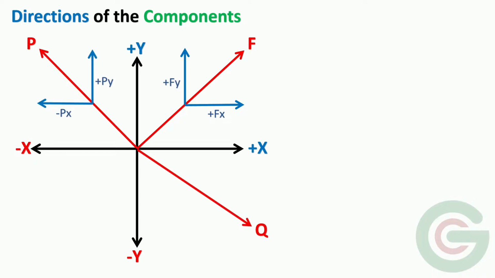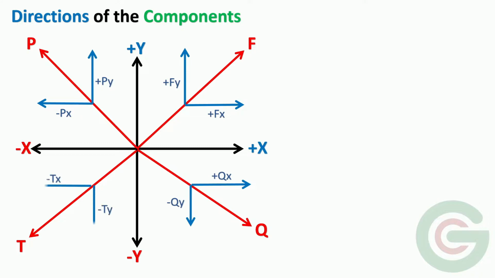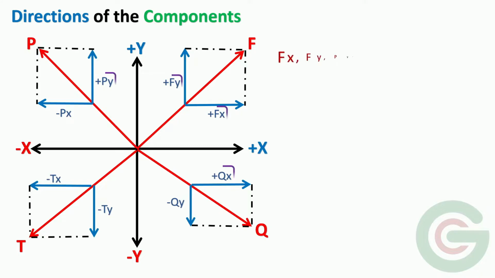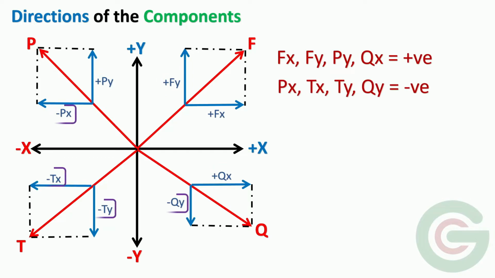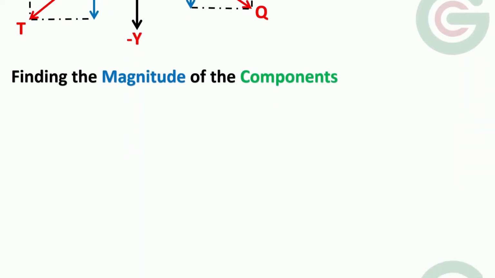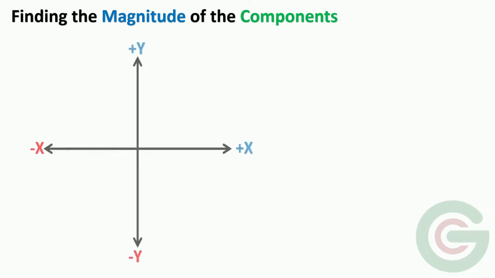Taking a third force Q in the fourth quadrant. Components are Qx and Qy. Taking the last force T in the third quadrant. Its components are Tx and Ty, all conforming with the parallelogram law. Observe here that the components directed towards the positive axis are taken positive, and those in the negative direction are taken negative for their magnitudes. Now let's find out the magnitudes of the components and other elements.